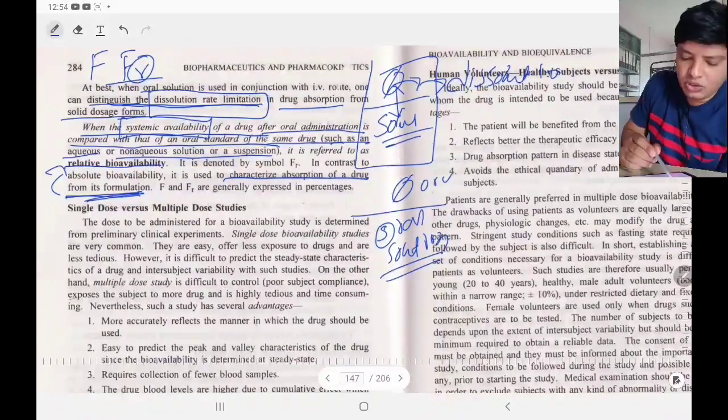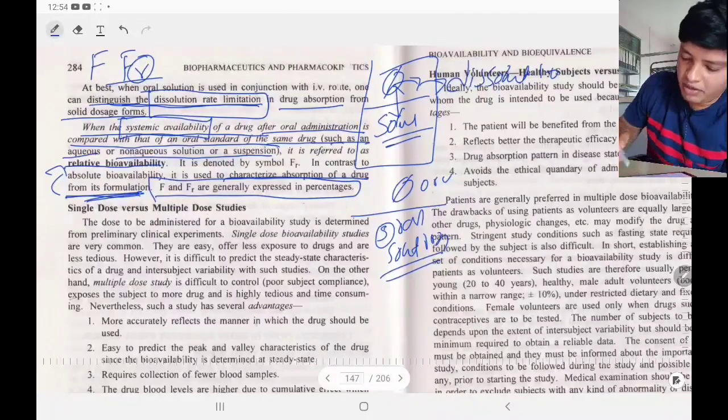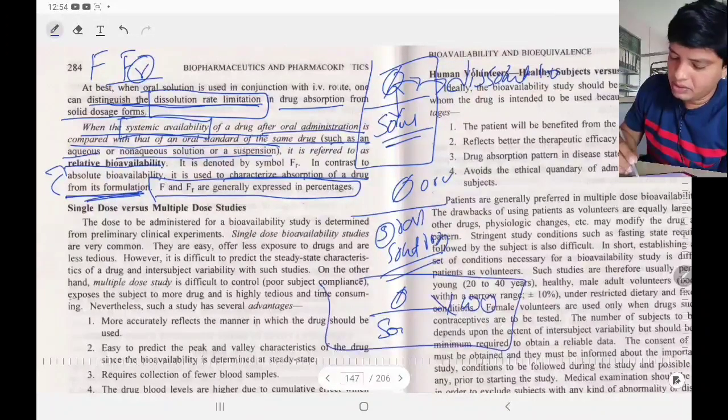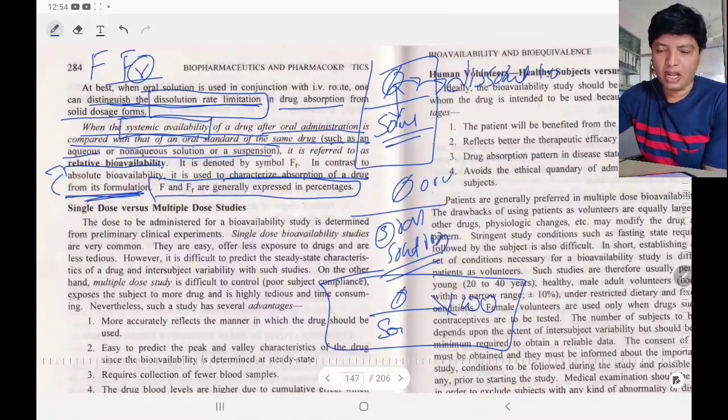Generally, these two, absolute and relative, are expressed in the form of percentage. How much drug is absorbed from the solid dosage form by solution, into 100. So generally we denote this in percentage only.